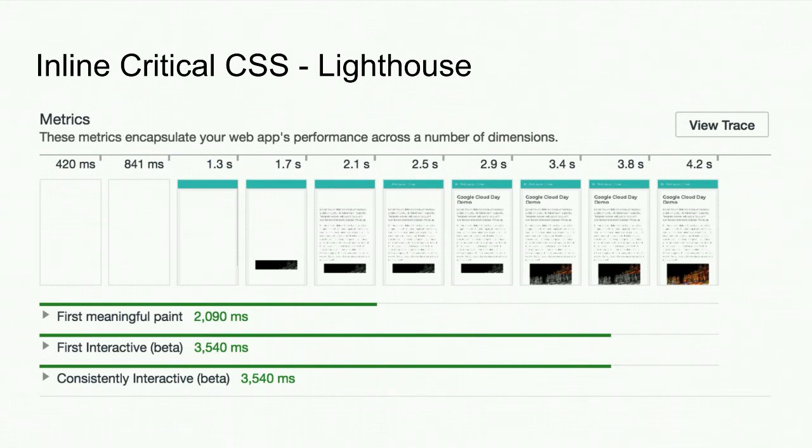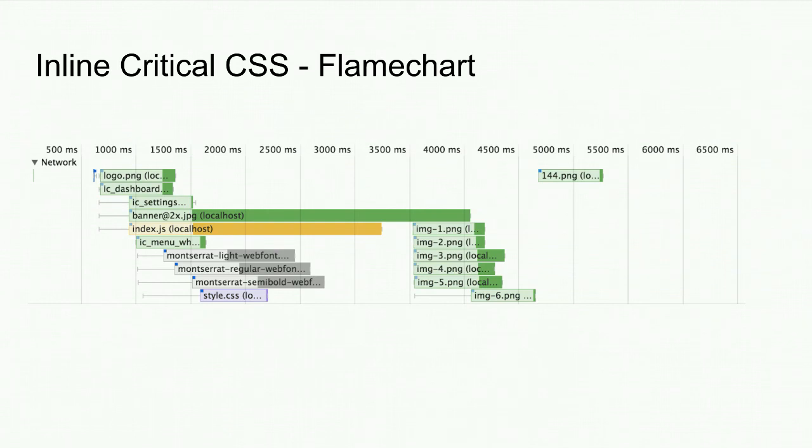By doing this small improvement, we'll take a look at our Lighthouse, and we can see that the first meaningful paint has fallen down to 2 seconds now. So we're saving almost 500 milliseconds. And time to interactive and consistently interactive have remained the same.